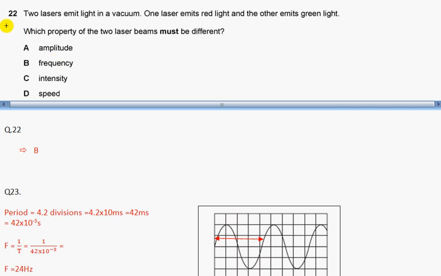Two lasers emit light in a vacuum. One laser emits red light and the other emits green light. Which property of the two lasers must be different? Amplitude, no. Frequency, yes. Intensity, no. Speed, no. So answer is B.